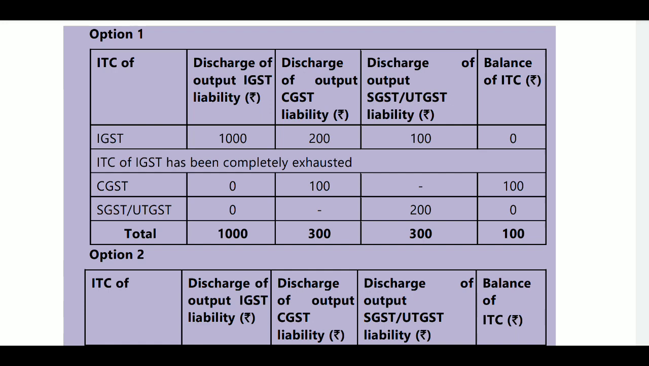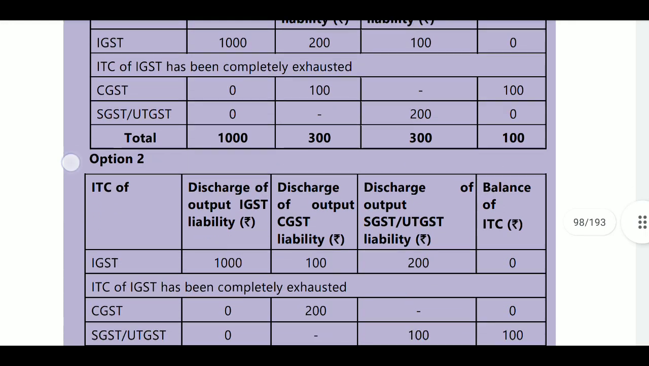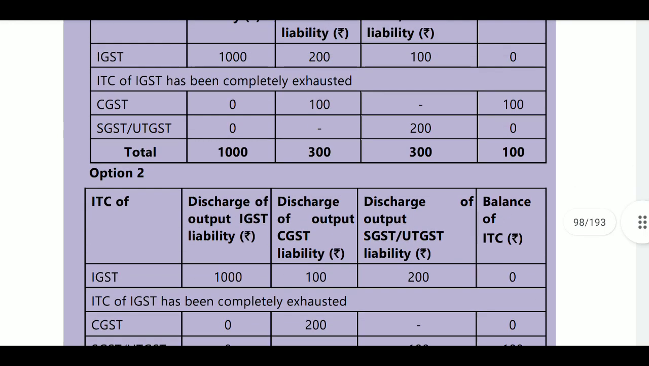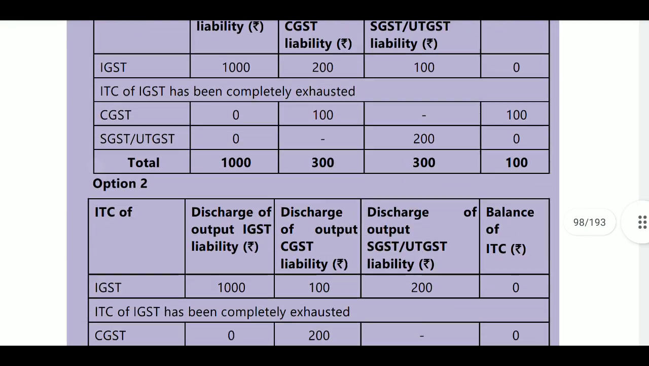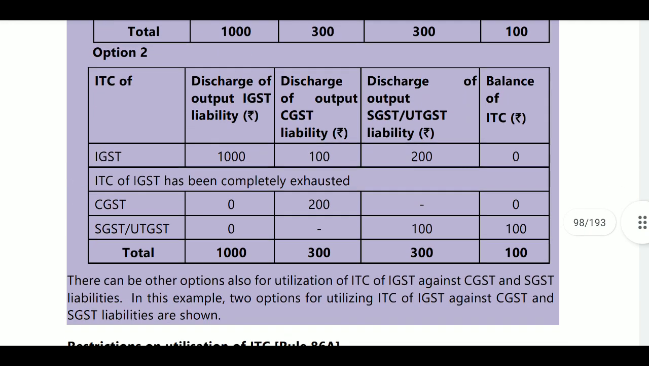Here, the first option is using CGST 200, SGST 200. Next, another option will be that CGST is utilized only for CGST, and SGST will be used only for SGST. Next, option 2 will be using IGST 200 rupees for SGST and 100 rupees for CGST. Whatever option you may choose, there is no compulsion for using it proportionately.